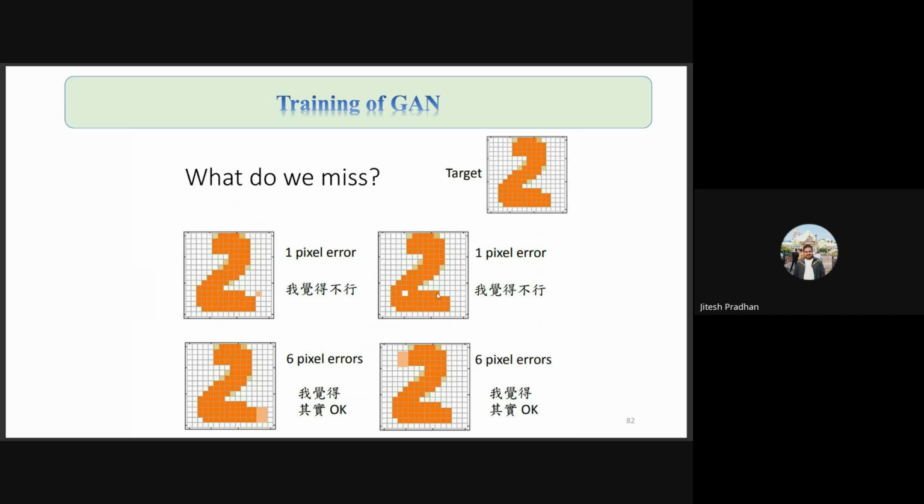So 1 pixel error is there. The discriminator will discriminate it. Okay, the target is this, and it has 1 pixel error. Look here.